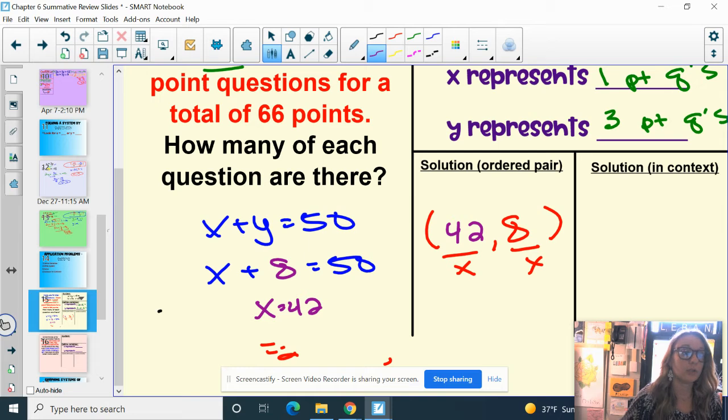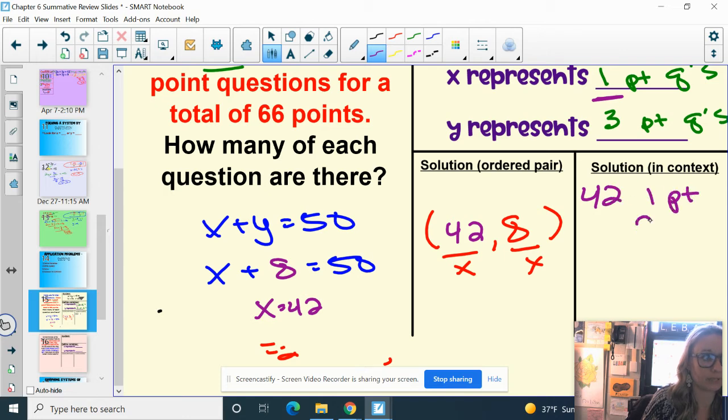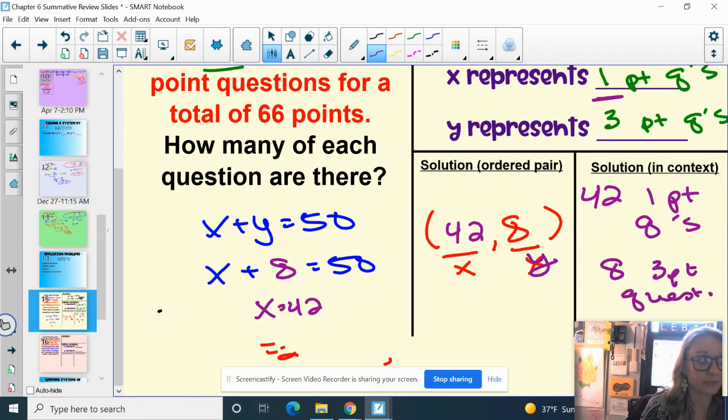Now, that's really cool if you can give me your answer as a coordinate pair, but what really shows me that you know what you're doing is if you put it in the context of the situation. If x is 42, that means that there are 42 1-point questions. If y is 8, that means that there are 8 3-point questions. And if you really want to impress me, put it in a complete sentence.